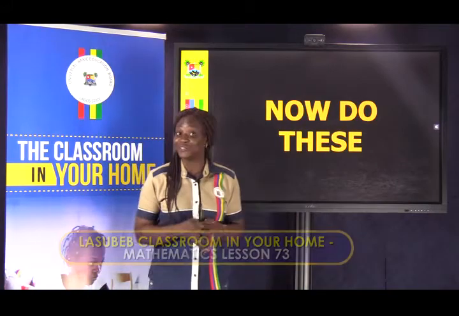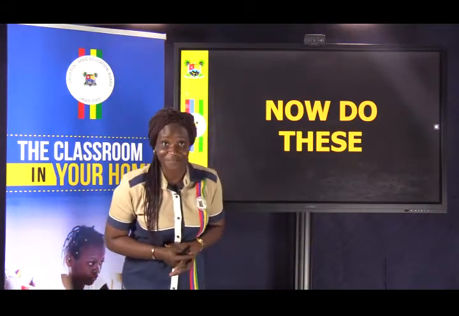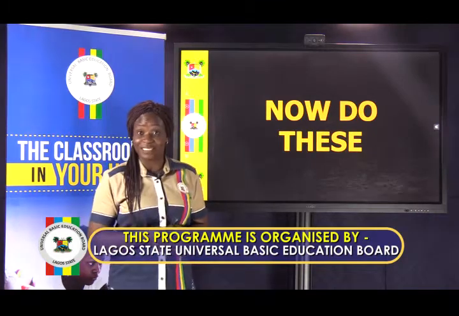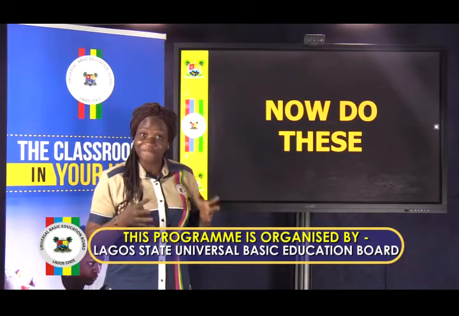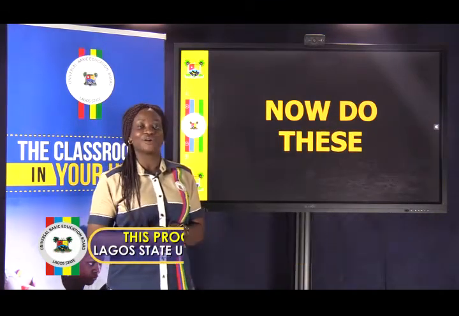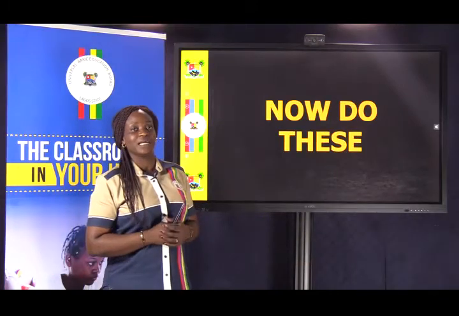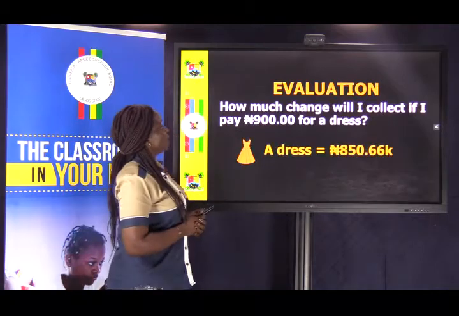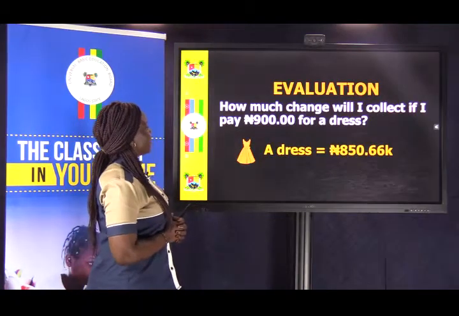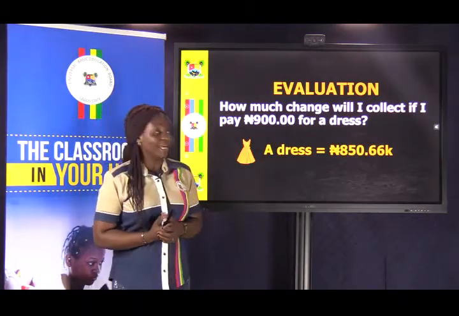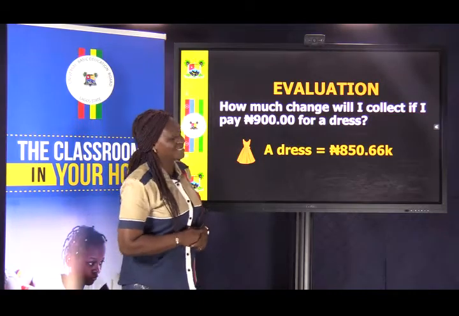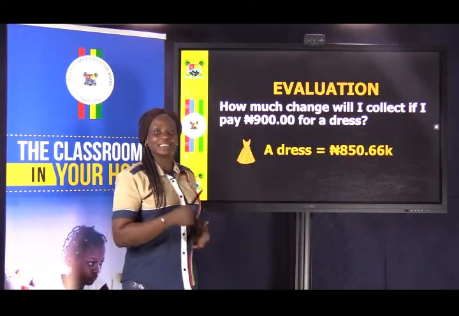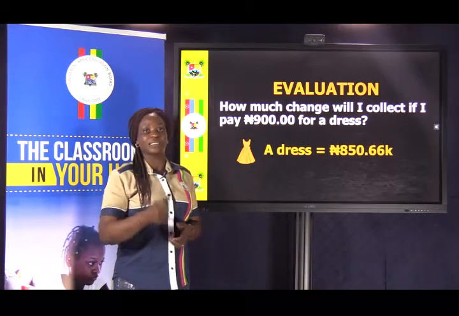Wow! How well did you understand today's lesson? Did you follow the shopping and collecting accurate change lesson very well? Show me by scoring everything in today's evaluation question. Let's see the evaluation question. How much change will I collect if I pay 900 naira for a dress of 850 naira 66 kobo? Very simple, right? Yes. Attempt this in 1 minute and your time starts now.